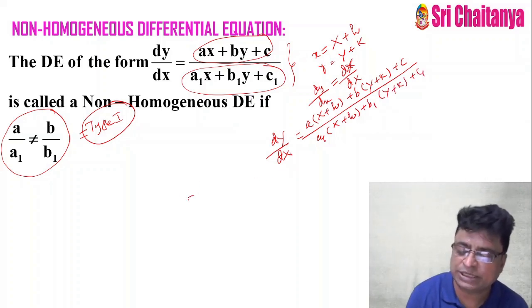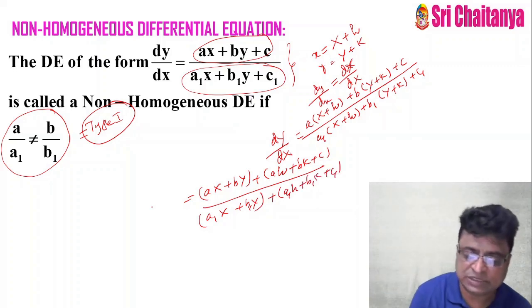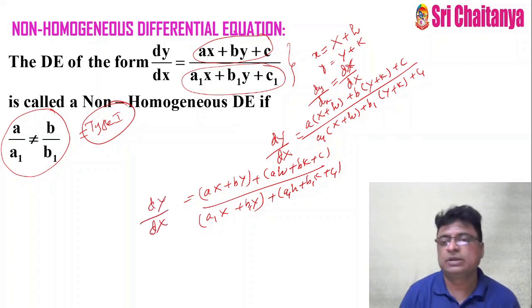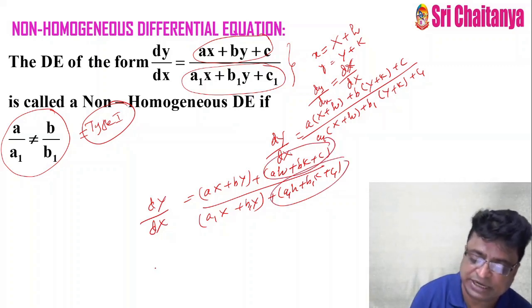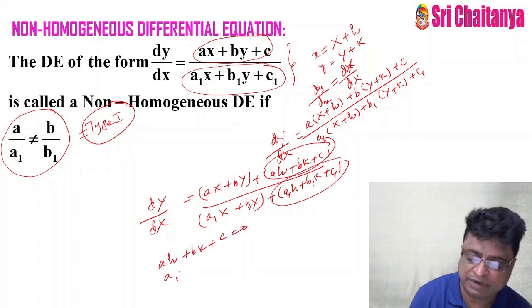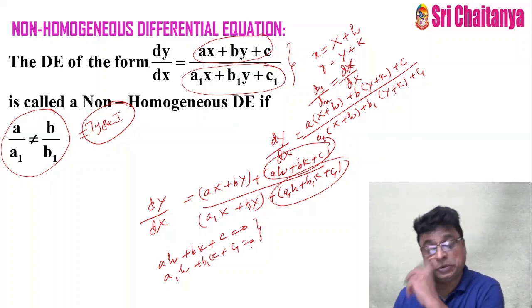So this can be written as (aX plus bY plus ah plus bk plus c) by (a1X plus b1Y plus a1h plus b1k plus c1). I will get this as my dY by dX. This becomes homogeneous only if this term as well as this term, that is ah plus bk plus c equal to 0 and a1h plus b1k plus c1 equal to 0. If these two are equal to 0, then what will happen?